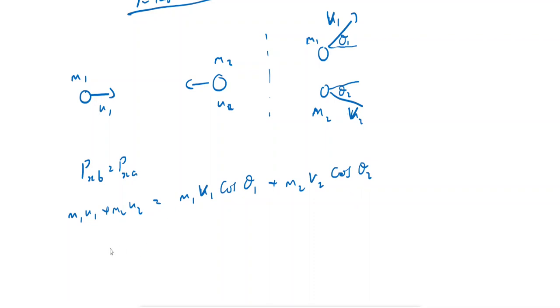Also, you can have a situation where you say momentum in the y before is going to be the momentum in the y after. And what is that momentum? Before, in the y, you basically have zero, because here U1 is the same as U1x, U1y is 0, U2x is the same as U2, and U2y is 0.